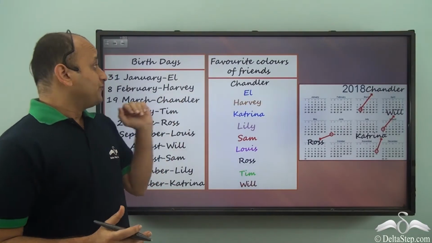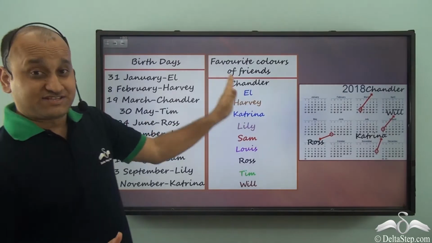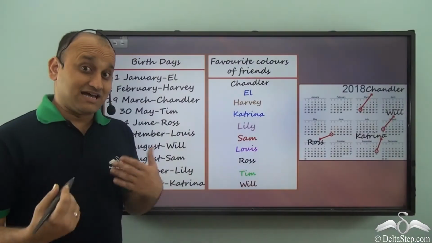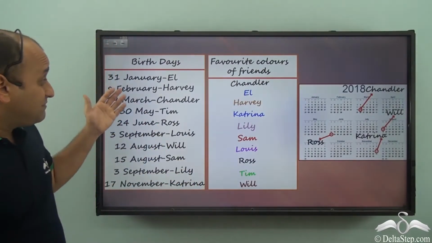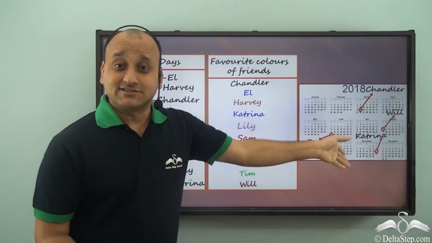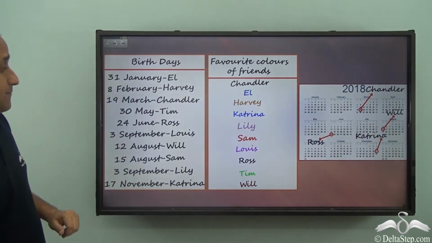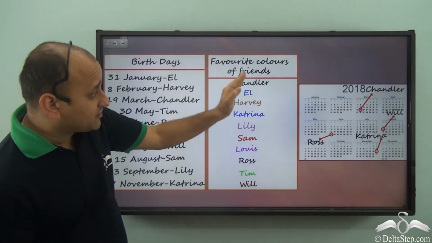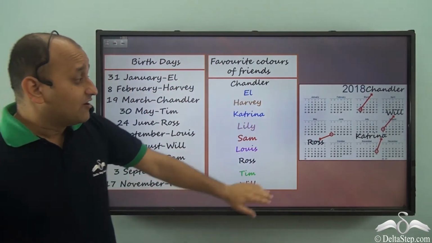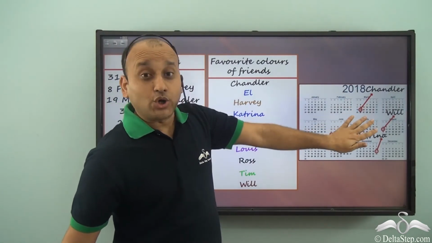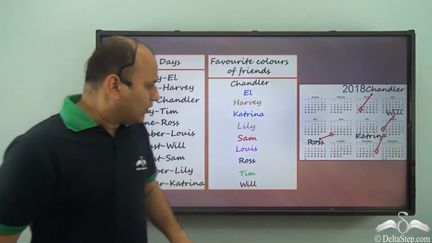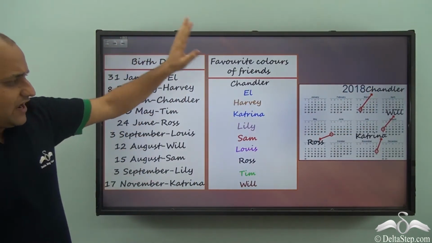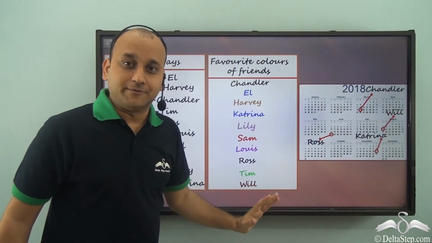Now, here we have some lists, that is, some data which have been collected by kids. So, let's see what these are. We have a list of birthdays, we have a list of favorite colors of friends, and we have birthdays marked on a calendar. Now, you have enough information or enough data here.